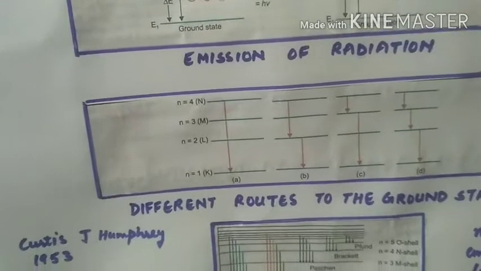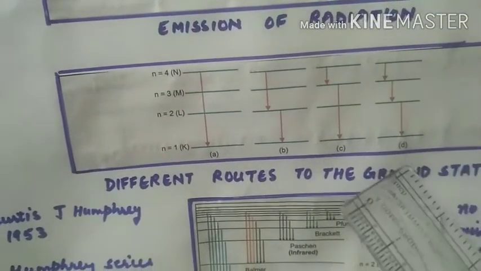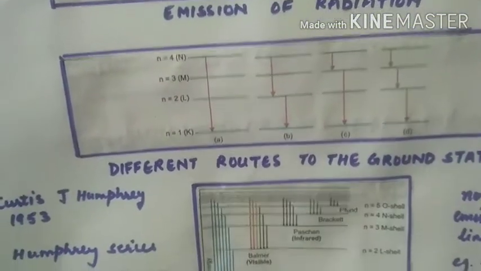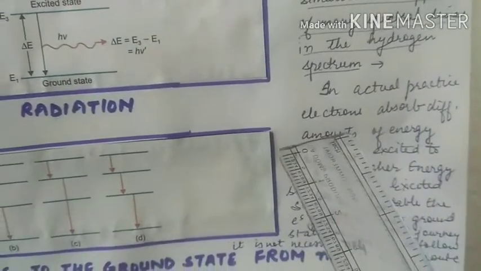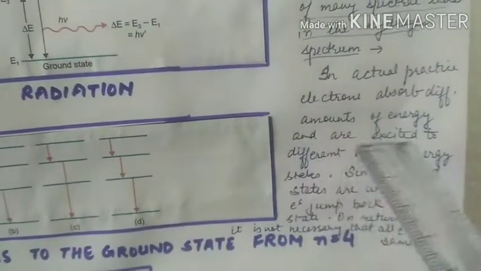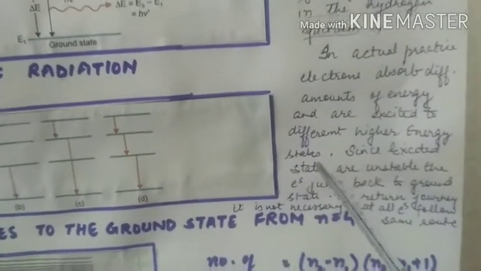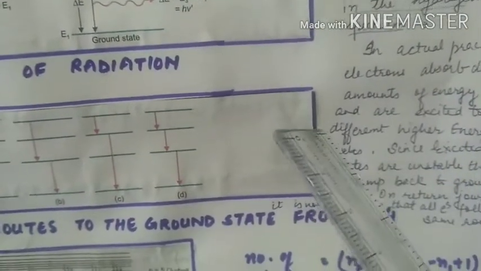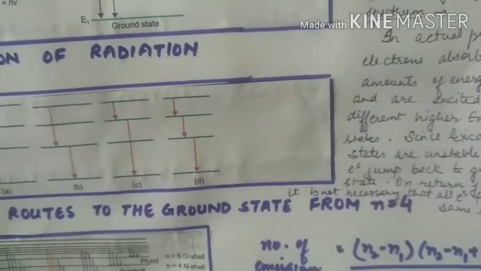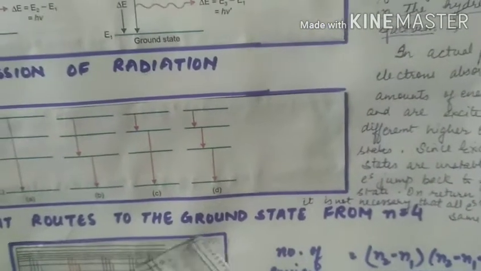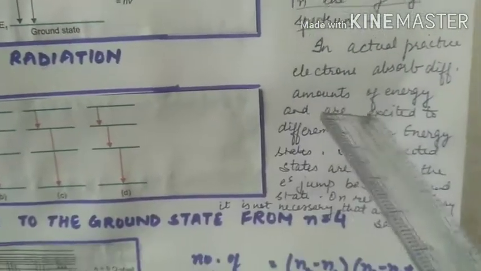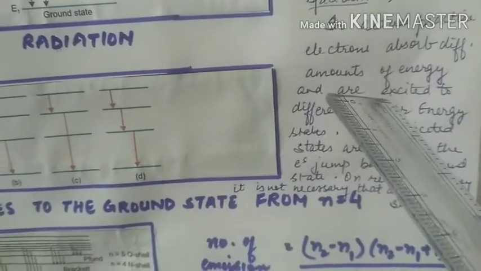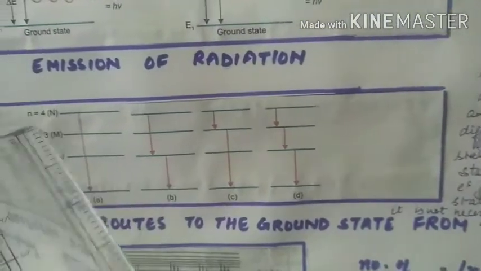Now you must be wondering that there is only one electron in the hydrogen atom, so why so many lines? The explanation is that in actual practice the electrons absorb different amounts of energy and are excited to different higher energy states. So if they absorb energy equal to 5 quanta, they may jump to the fifth level, or if they absorb 4 quanta, they may jump to the fourth level. So they jump to the higher energy state and then they jump back.